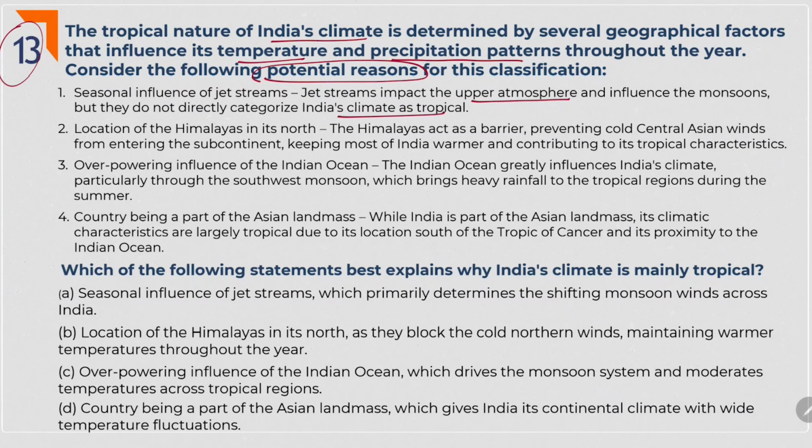Okay. Location of Himalayas in north. They act as a barrier preventing cold winds from entering the subcontinent, keeping most of India warmer. Okay. Because of that, we are experiencing tropical characteristics. Yes.